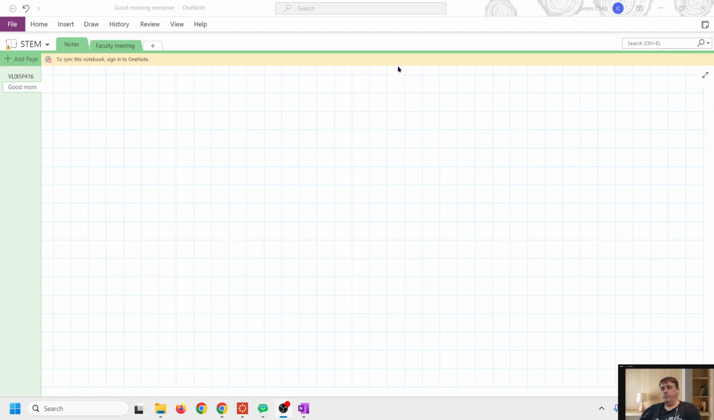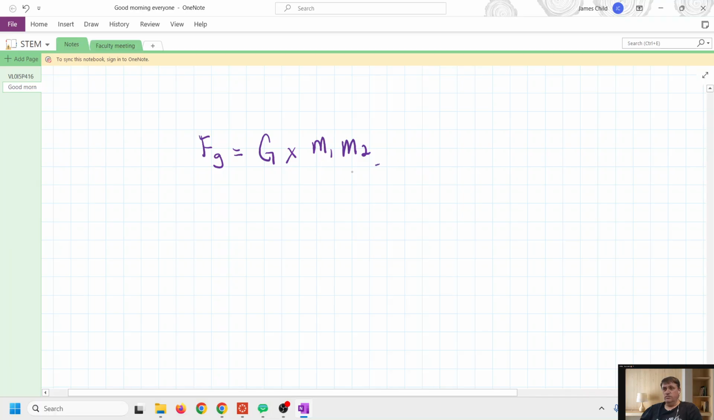The formula F sub g, force of gravity, is equal to the gravitational constant times the one mass, the first mass. There's two masses here, right? In order for two things to be attracted, I got to have two things. If I only have one thing hanging out in space, it'll never be attracted to anything else because there's nothing else for it to be attracted to. So mass 1 times mass 2 divided by the radius squared.